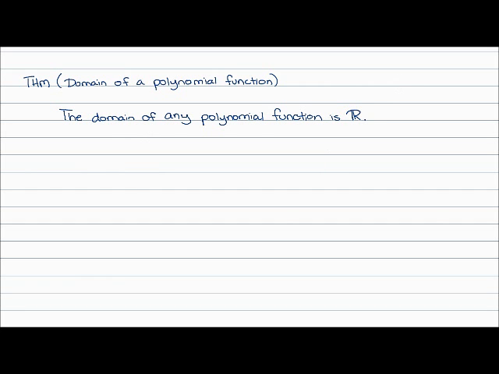And note my notation here. I use the R with the double vertical bar on it. That means the set of all real numbers. So the domain of any polynomial function really can include any number I can imagine. And you kind of see that with just a simple example.